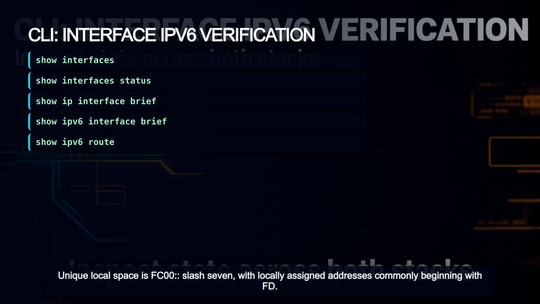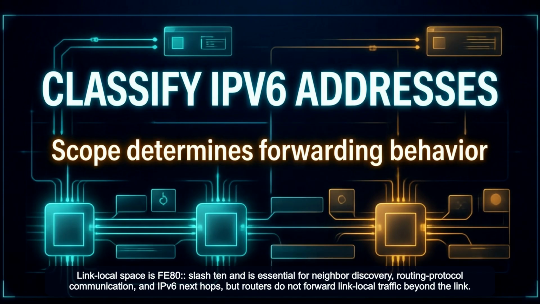Unique local space is FC00::/7, with locally assigned addresses commonly beginning with FD. Link local space is FE80::/10 and is essential for neighbor discovery, routing protocol communication, and IPv6 next hops, but routers do not forward link local traffic beyond the link.